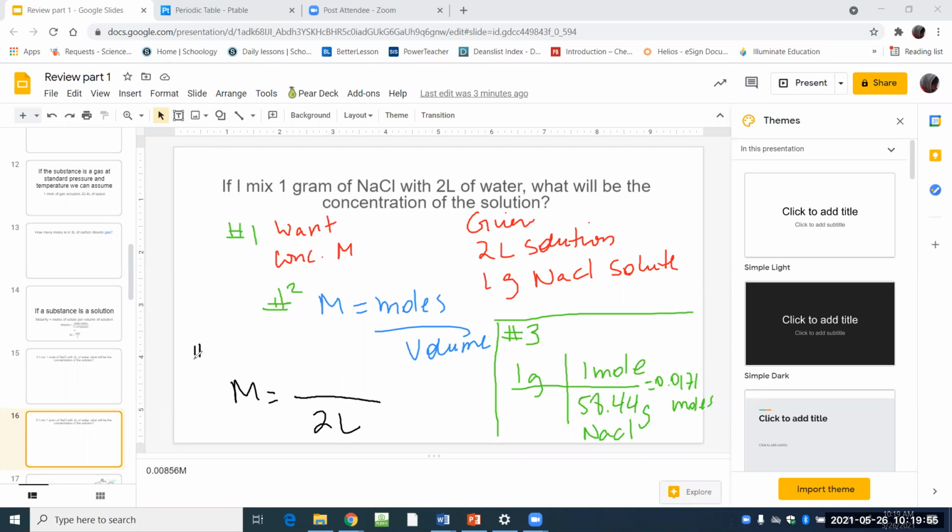So now we go to step 4 to actually be able to solve it. It's going to be 0.0171 moles. And then dividing this number by 2 liters, I get an even smaller number, which is 0.00856, and that's molar. So it's a very, very small number, and that is the answer. It's the same problem as before, but you just had to take 1 step further and convert grams to moles.